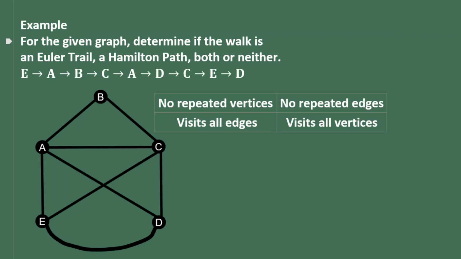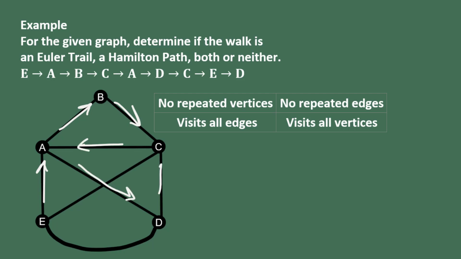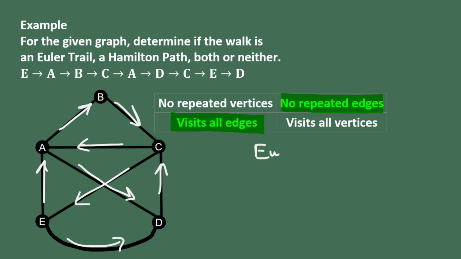Now let's look at this example. We have a walk from E to A to B, B to C, C to A, A to D, D to C, C to E, and E to D. We have no repeated edges, and we have visited all of the edges. This tells me that we have an Euler trail. But let's think about the vertices.